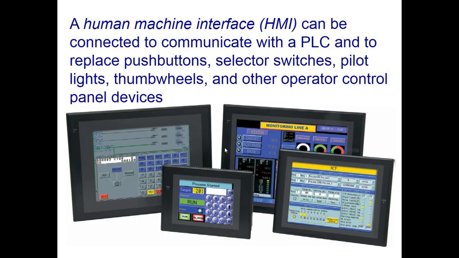It can be connected to a communication with a PLC to replace push buttons, switches, pilot lights, thumb wheels, and other operator control. For example, thumb wheels used to be a way that you would click numbers to enter them into a machine to get a recipe. Nowadays, on this screen right here, if you want to make 12 items, you just click 12 and click enter, and then it makes 12 parts. Or if you want to start a process, you can just start it here.